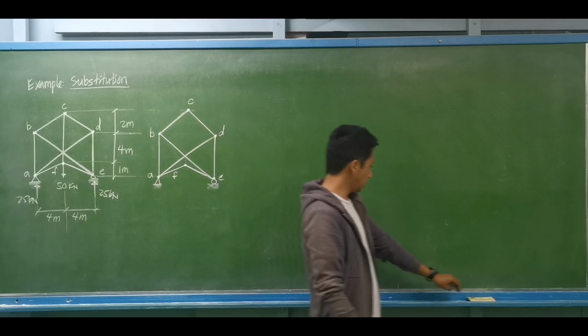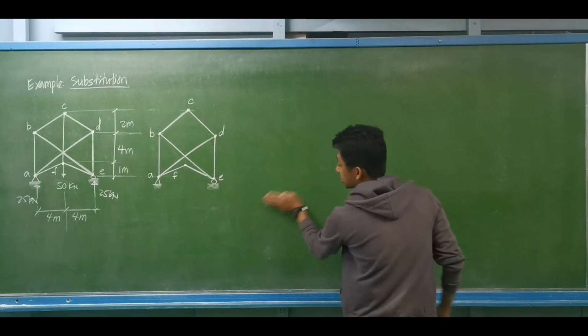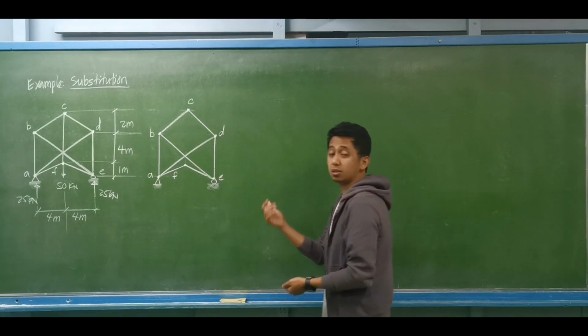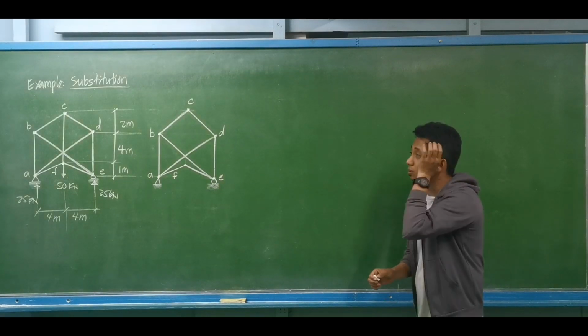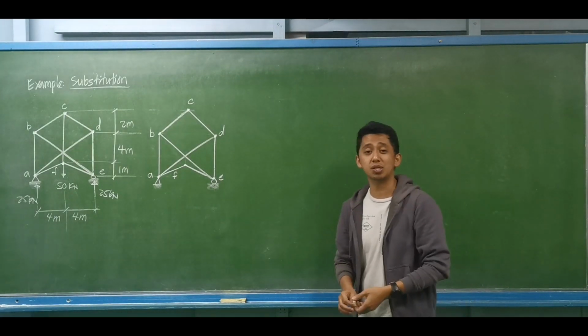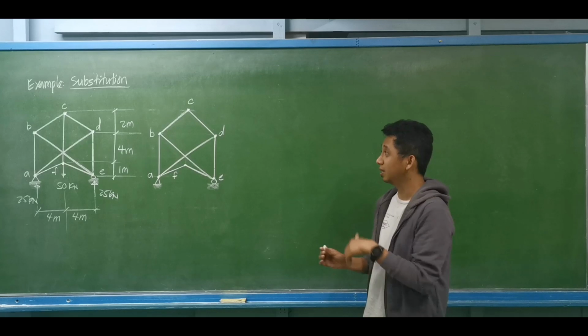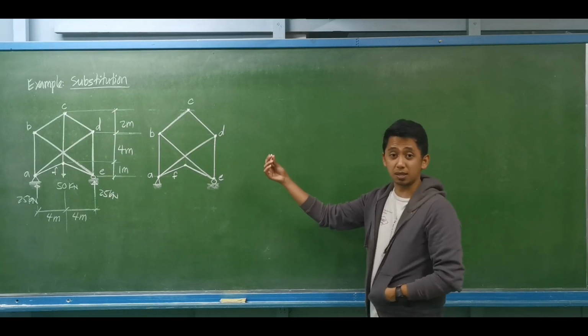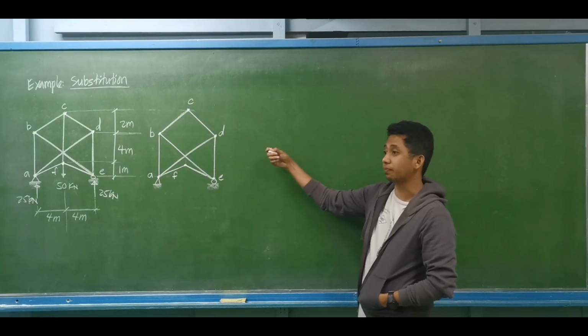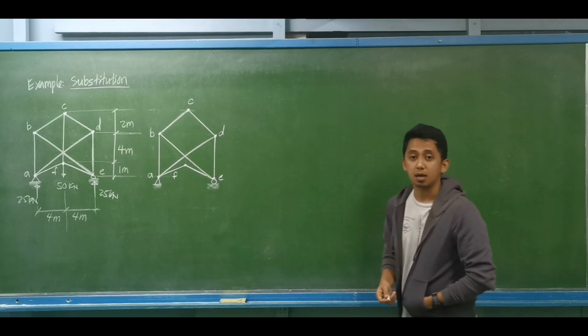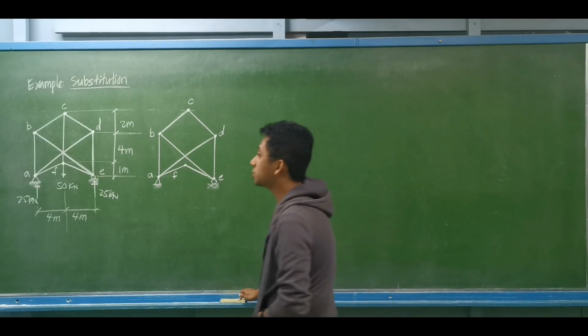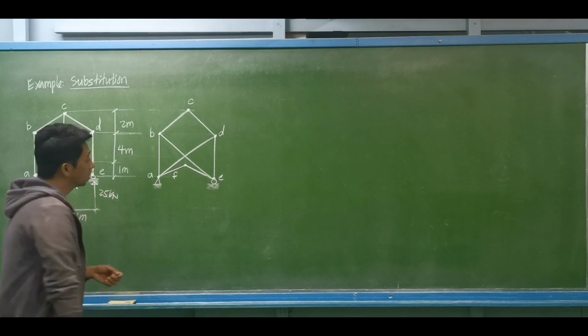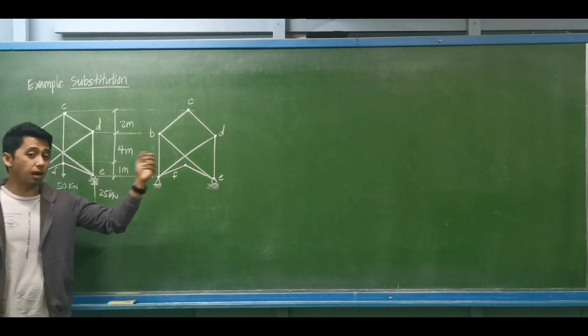Okay, good day. This is the analysis of a complex truss using substitution. A complex truss can be analyzed using the method of section. Let's try the method of substitution, since this is something new compared to your statics. If you are using the method of substitution, first look for a member that is to be replaced.